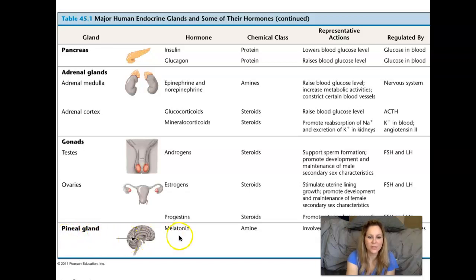The pineal gland is going to release melatonin, and you can just buy melatonin over the counter at like CVS or Walgreens or a grocery store. Melatonin is a hormone that is released when the sun starts going down. It's going to stimulate your brain to tell you, I'm sleepy, I want to go to sleep.